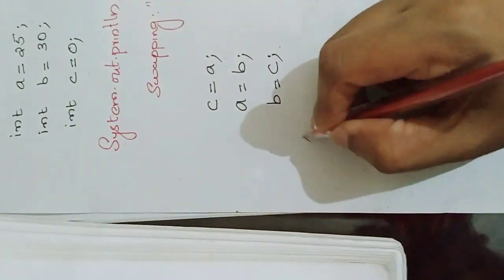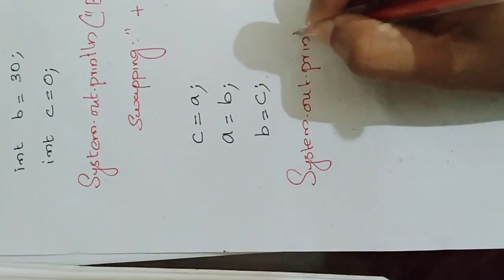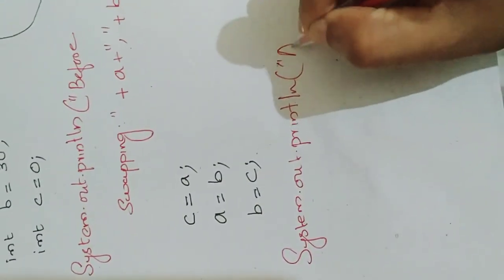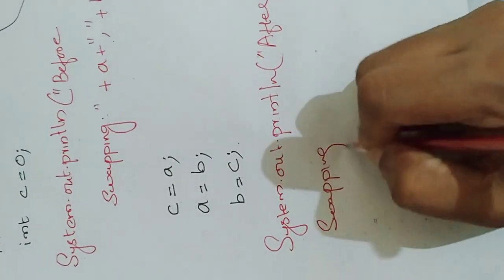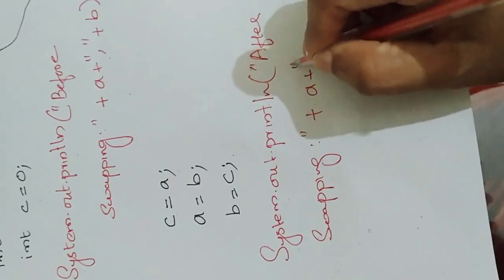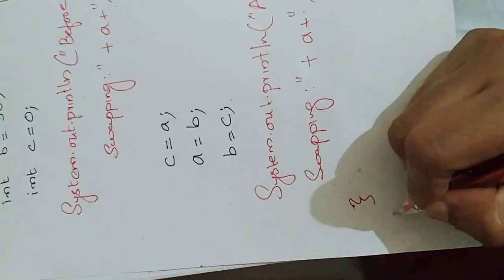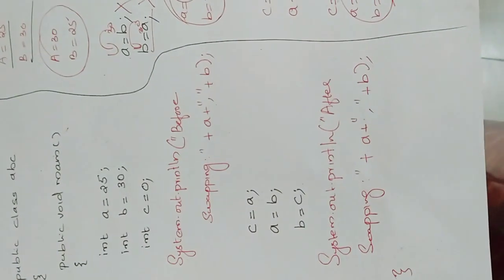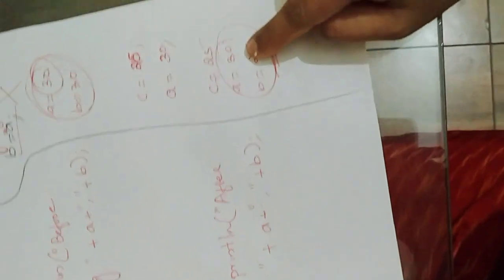And we will write a final statement. System.out.println, double quotes open, after swapping, double quotes close, plus A plus comma plus B, semicolon. We will close the curly braces of the method and the curly braces of the class. This is how you swap two values. So after swapping you will get A's value in B and B's value in A.